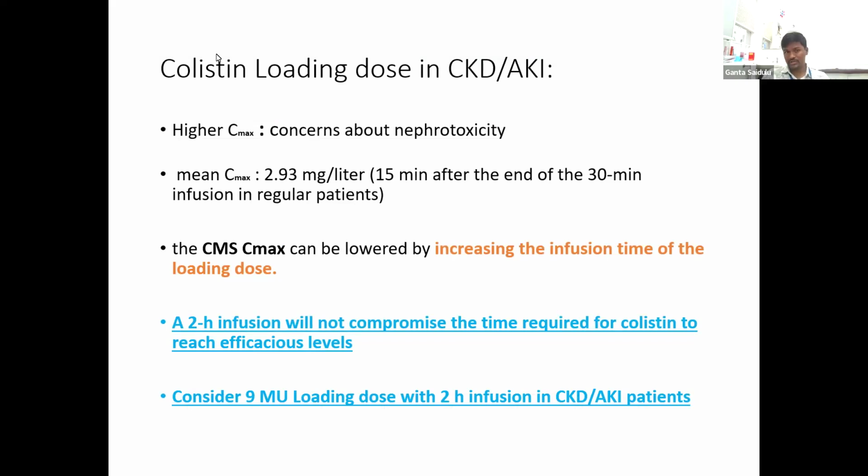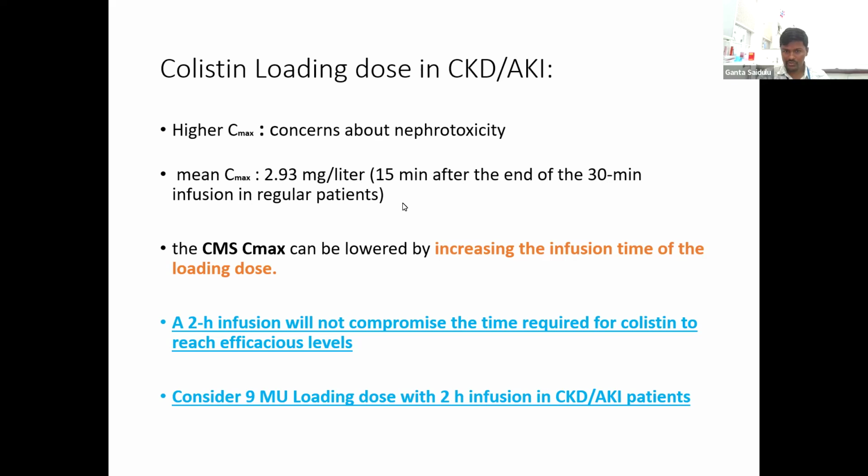We all know colistin is a nephrotoxic medication. But can we give a loading dose of colistin if the patient comes with CKD and AKI? Higher Cmax is a concern for nephrotoxicity, but the mean Cmax is 2.93 mg per liter, 15 minutes after the end of a 30-minute infusion in regular patients. The CMS Cmax can be lowered by increasing the infusion time of the loading dose.